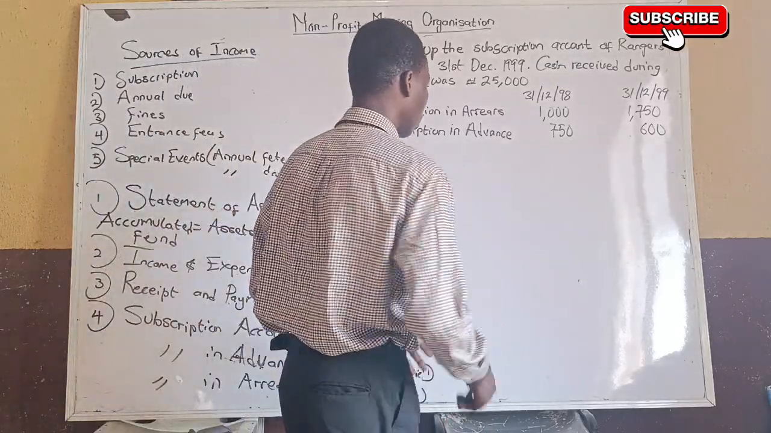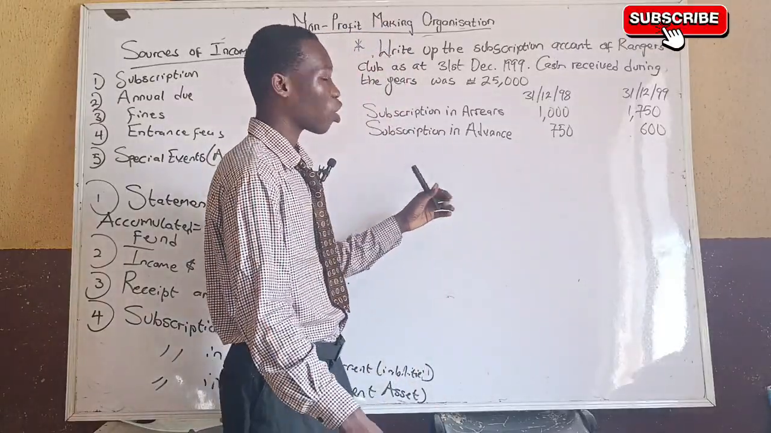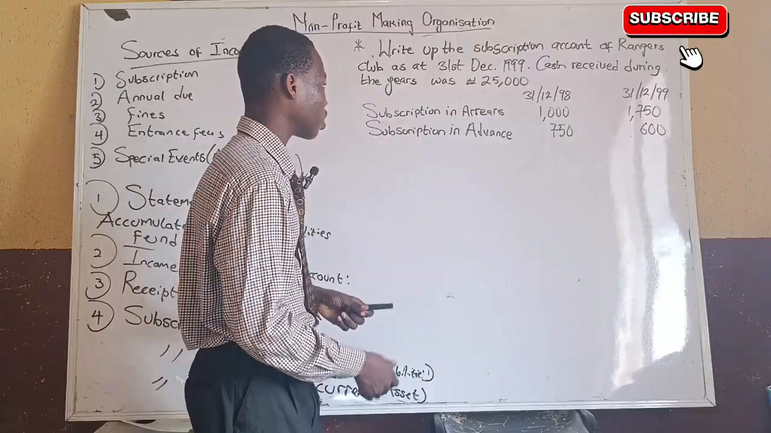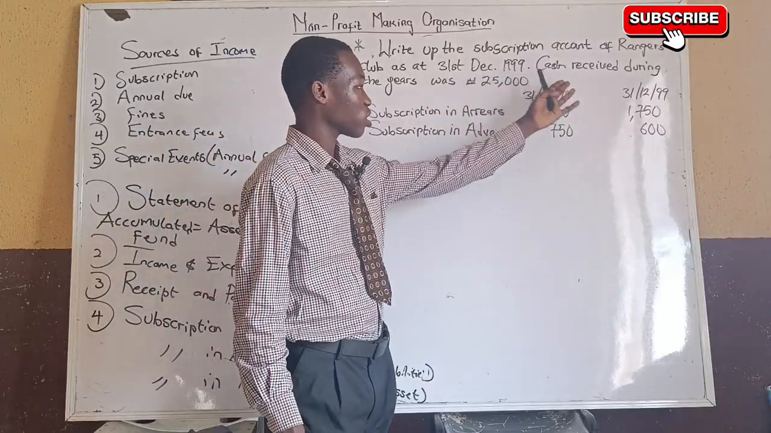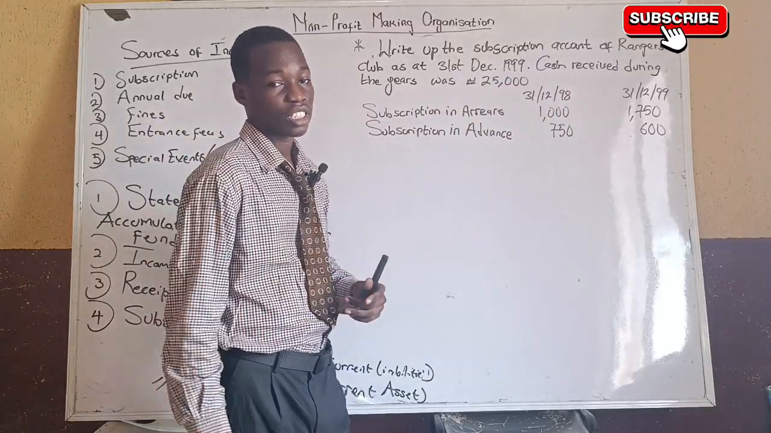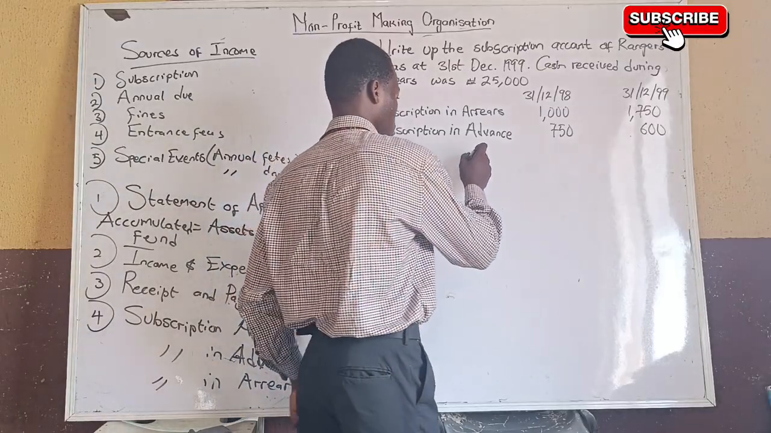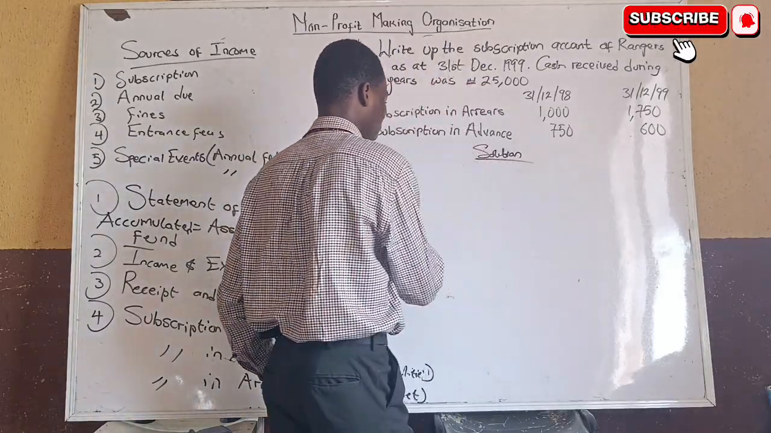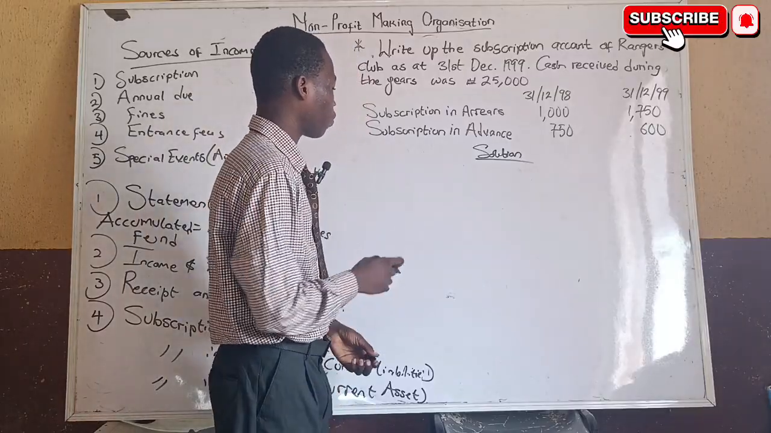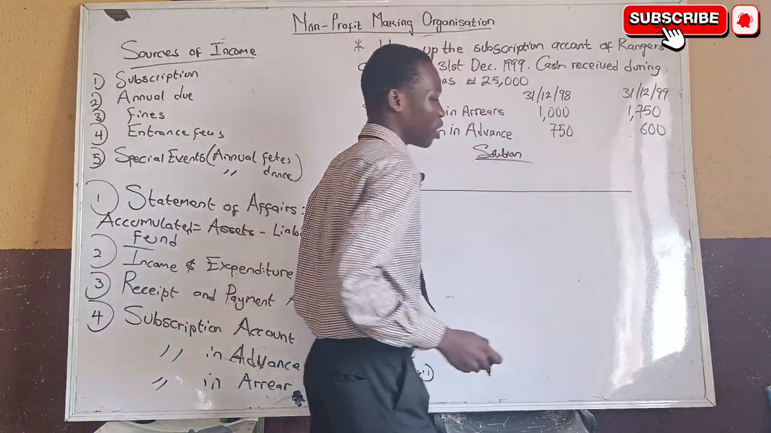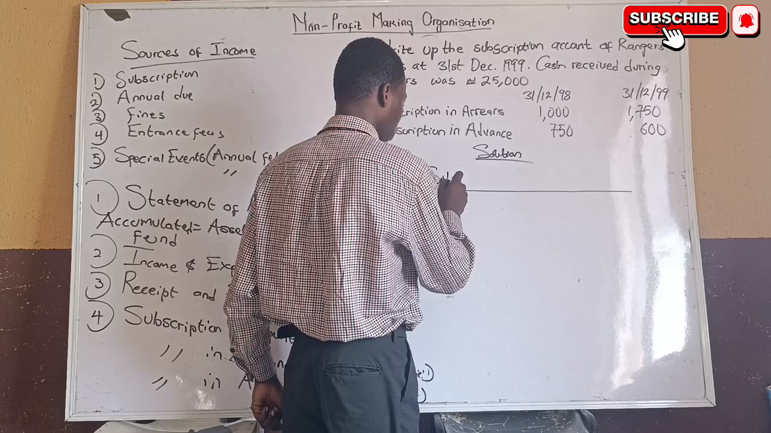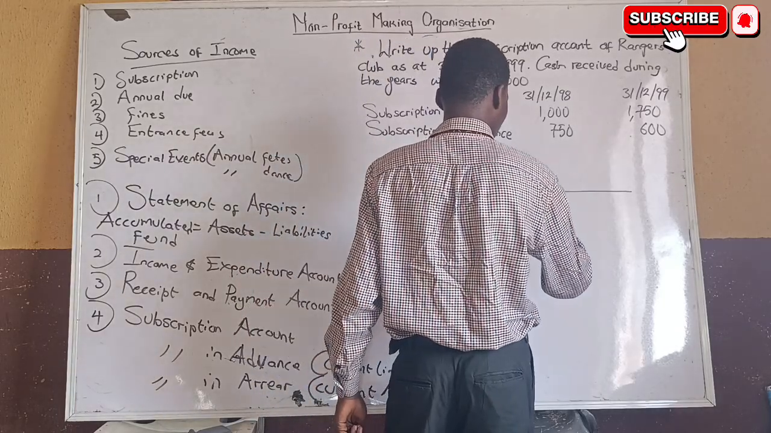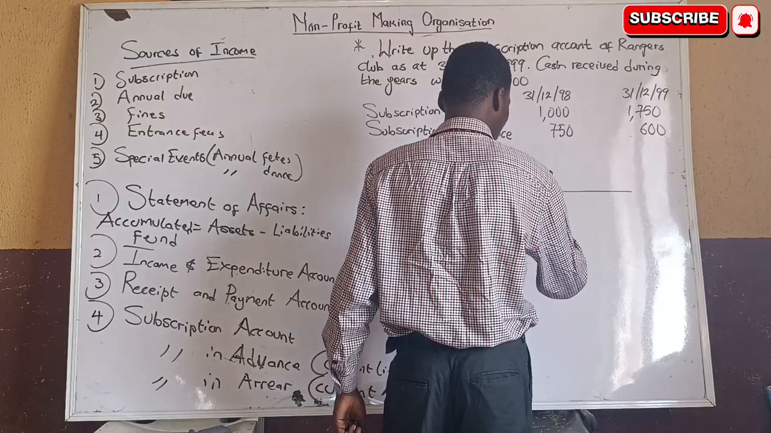Now let's compute this. These are some problems you may come across when you are solving questions on not-for-profit making organizations. For my receipt and payments, I said receipt and payments is similar to the cash book. So let me write the solution. I just love writing solutions. I wanted to use the T format, but let's use the vertical format. Subscription in subscription account.